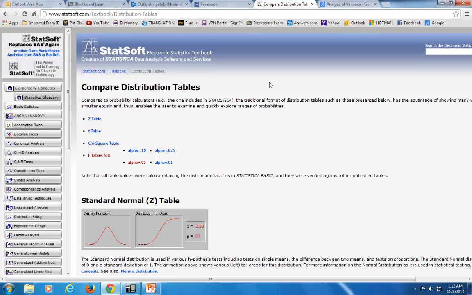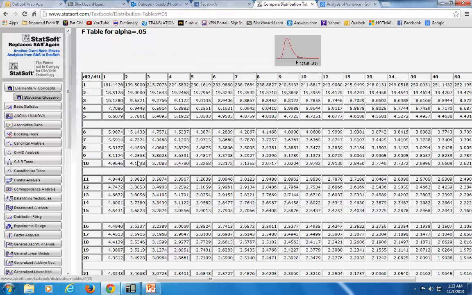So when you click on that link, you will see a table such as this. There are several F tables on the internet, and of course you have the F table at the back of your statistics textbook. So here we're looking for the F table, alpha of 0.05. Click on it, and here you have it.